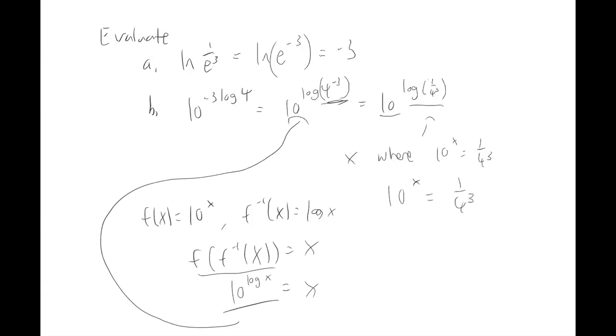Is everyone clear on this? Whatever this is, I don't know what this is, but by definition, it's just whatever power you raise 10 to, to get 1 over 4 cubed. This one's a bit harder because you can't really find what x is directly without a calculator. Okay, so is everyone clear with chapter 1? I'm going to move on to chapter 2.